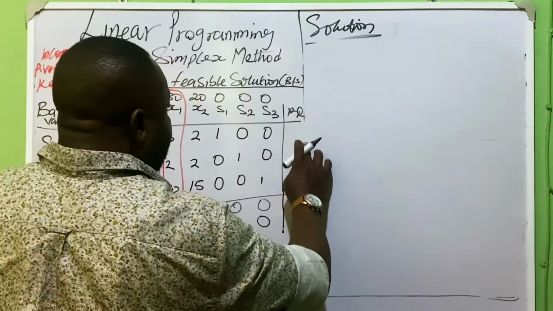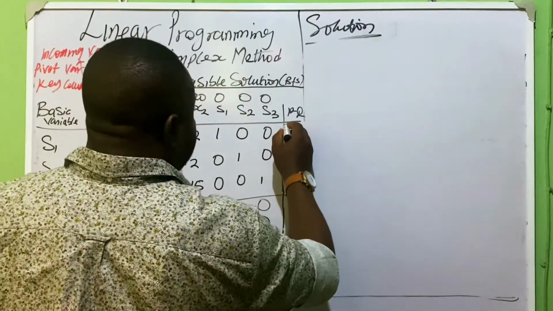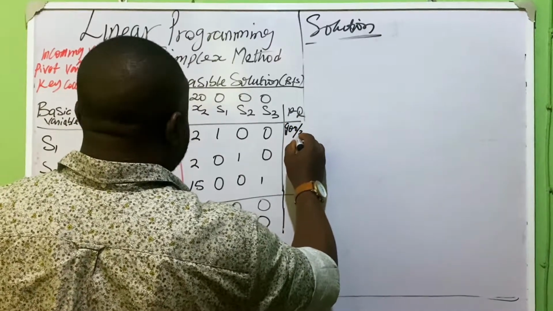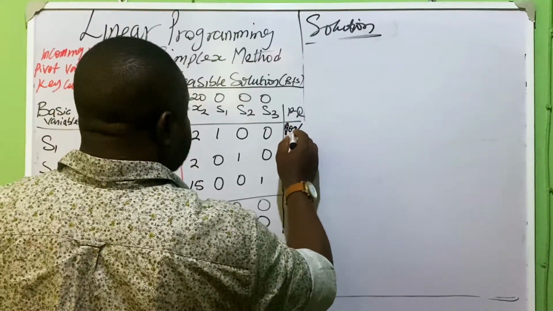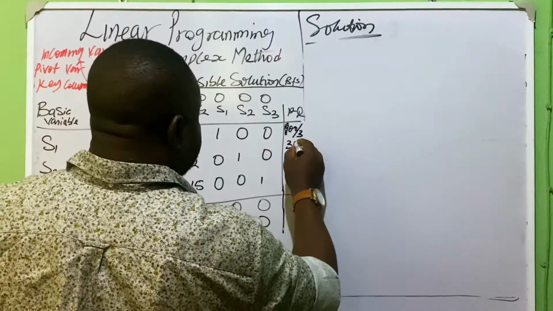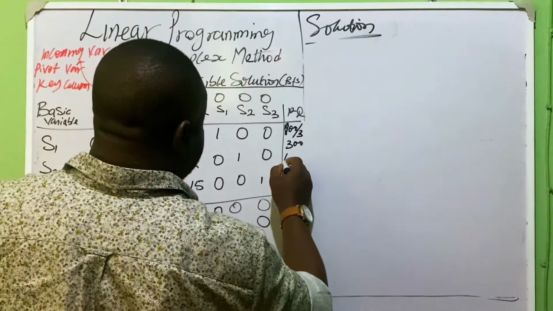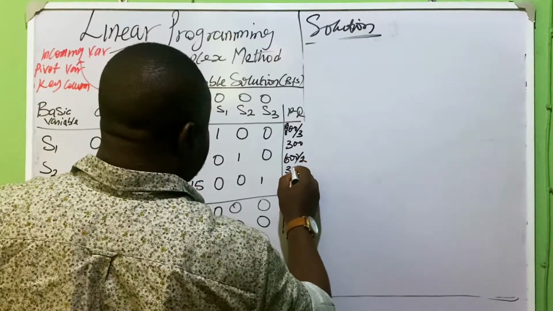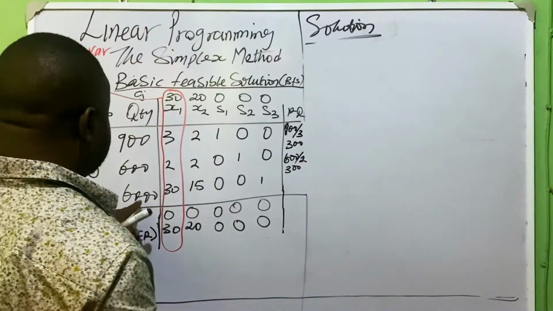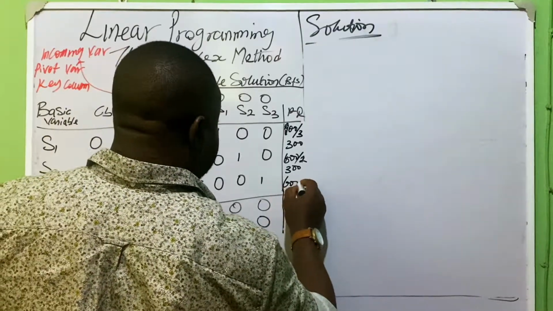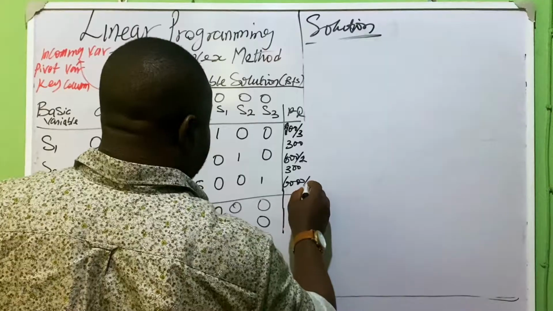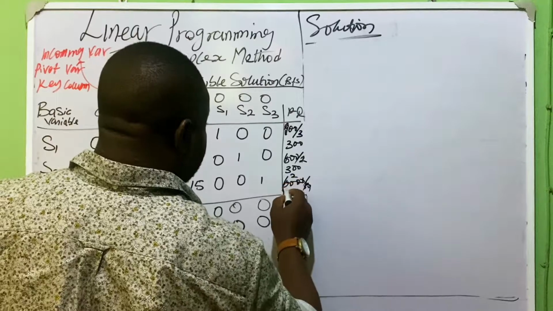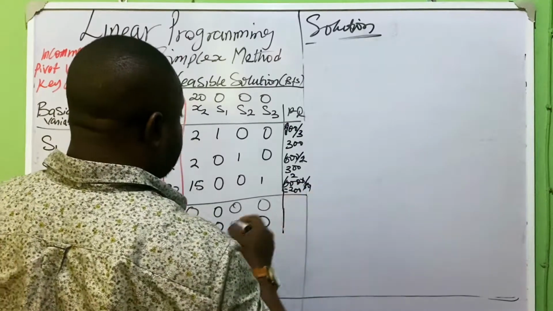So we'll have 900 divided by 3, which will give me 300. Then 600 divided by 2 will also give us 300. And 6000 divided by 30, which is 6000 by 30, goes 1, it goes 2, so which will have 200.